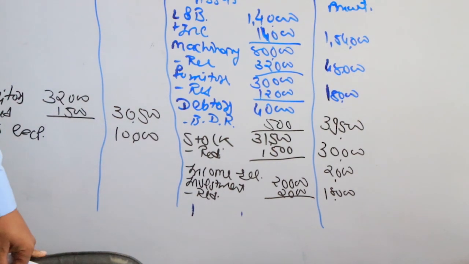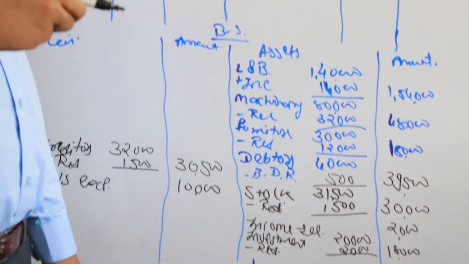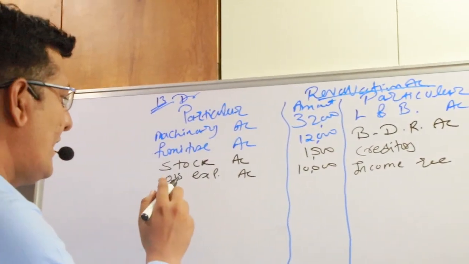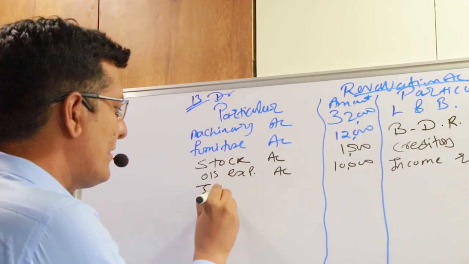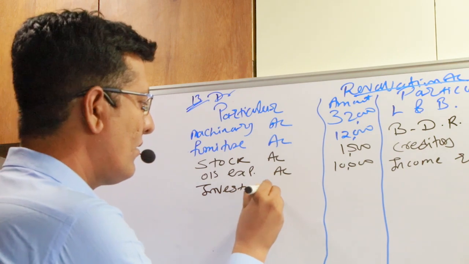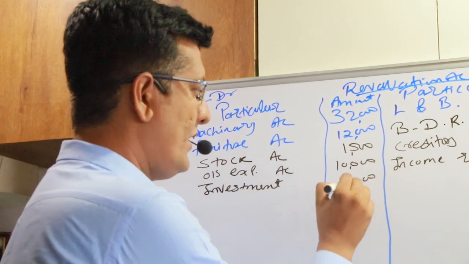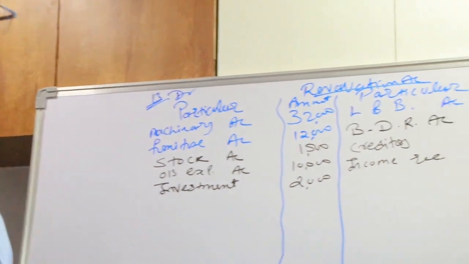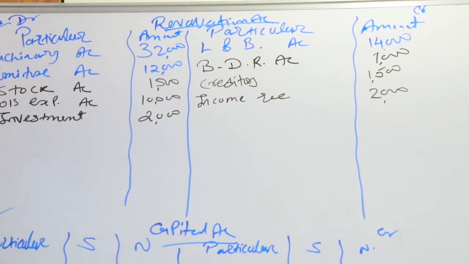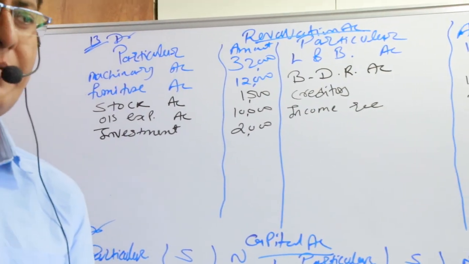Now the market value of investment is reduced. Investment value is reduced, that means it's a loss for us. Loss we record on which side? Debit side. What we write here? We write here investment. How much? 2,000. Okay, exercise is finished. Now we move to the remaining entries.